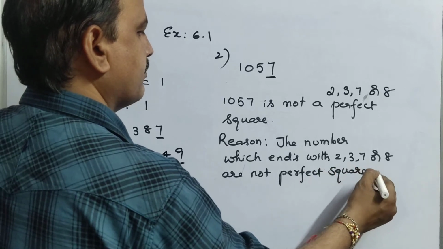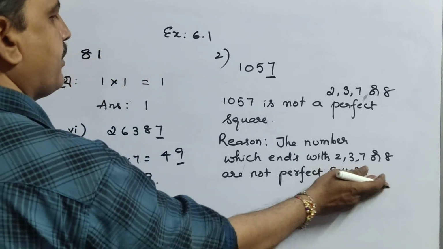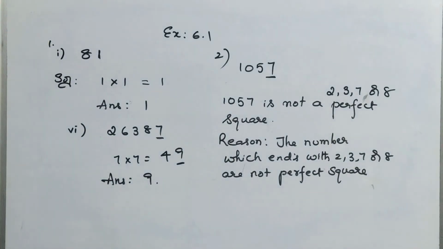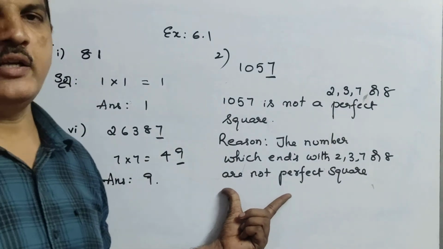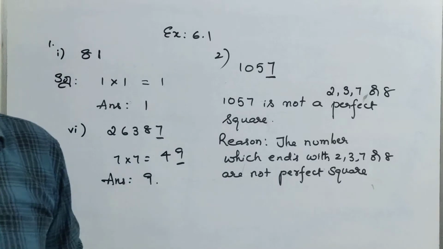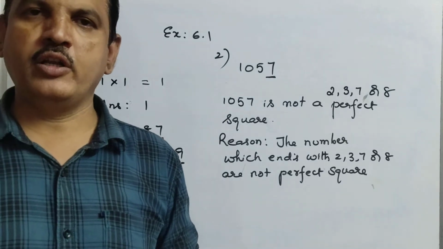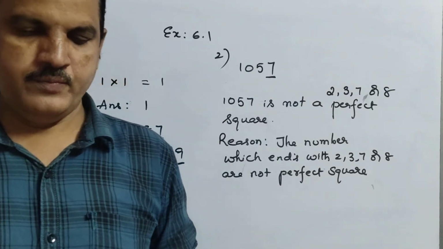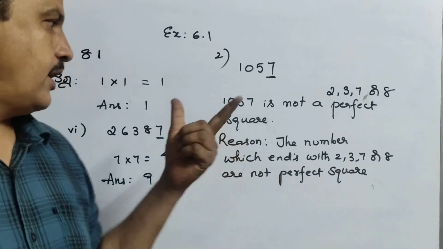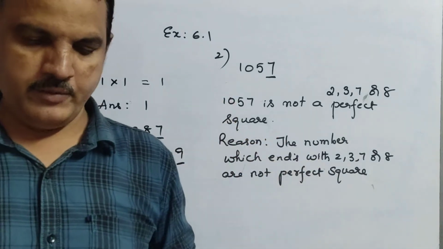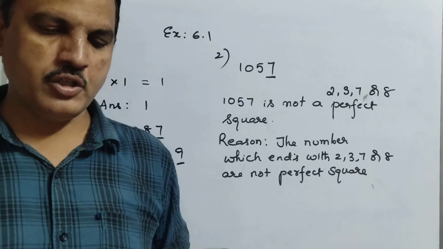So for every sum, if it is a perfect square, no need to write anything. If it is not a perfect square, we can write the reason behind that. Okay, so the first and second questions are the same model. You can write like that. First model I explained and the second also I explained. Now coming to the third question.